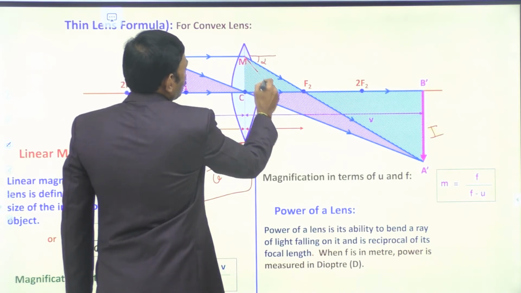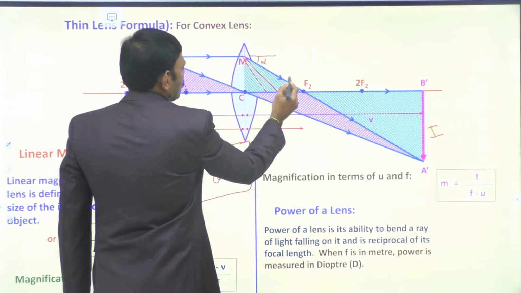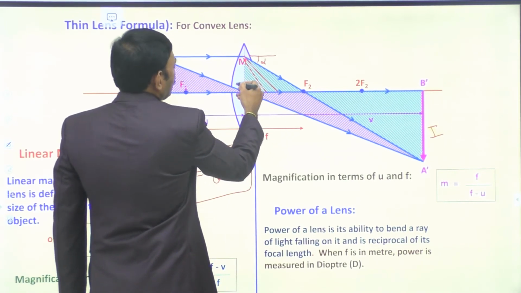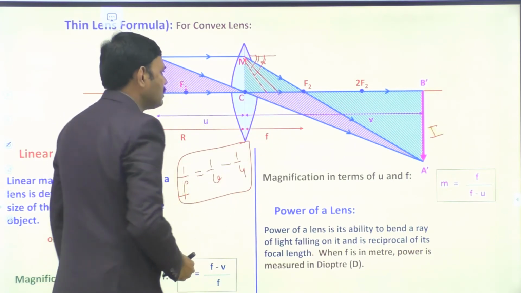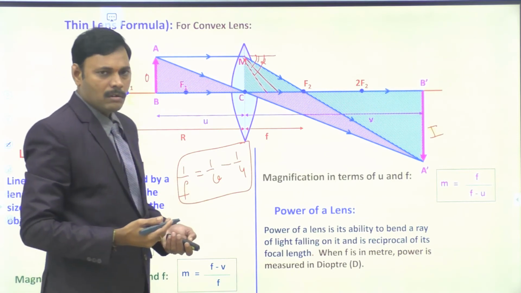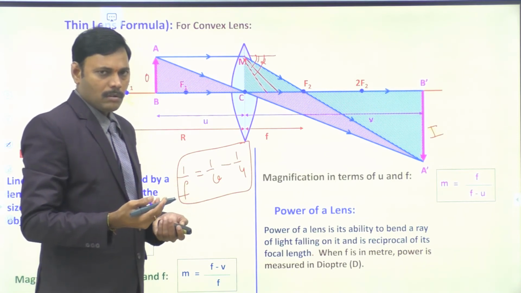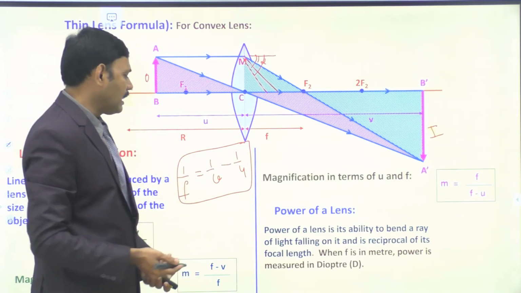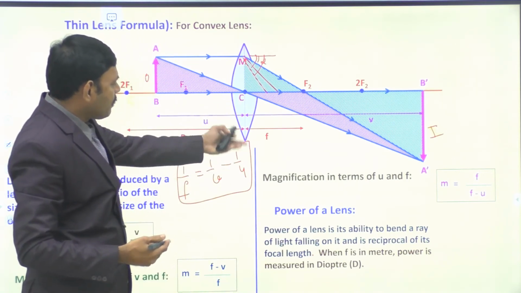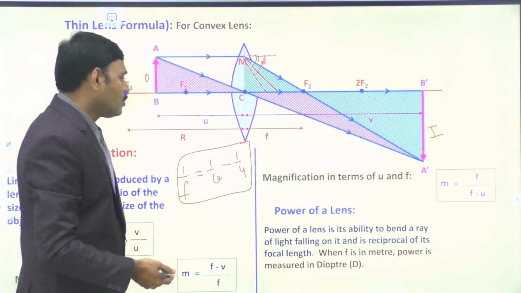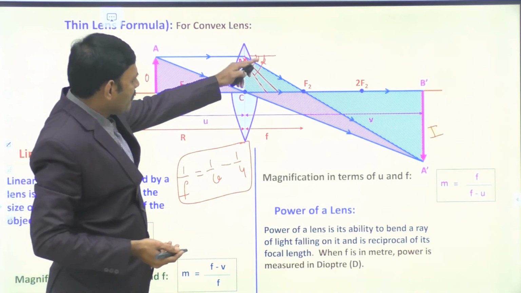If bending is more, then focal length goes on decreasing. For any lens, if the bending angle is gradually increasing, focal length goes on decreasing. So, if bending is more, power is also more, because more power is achieved by less focal length. So, the power of a lens is its ability to bend a light ray. We are observing bending of a light ray.